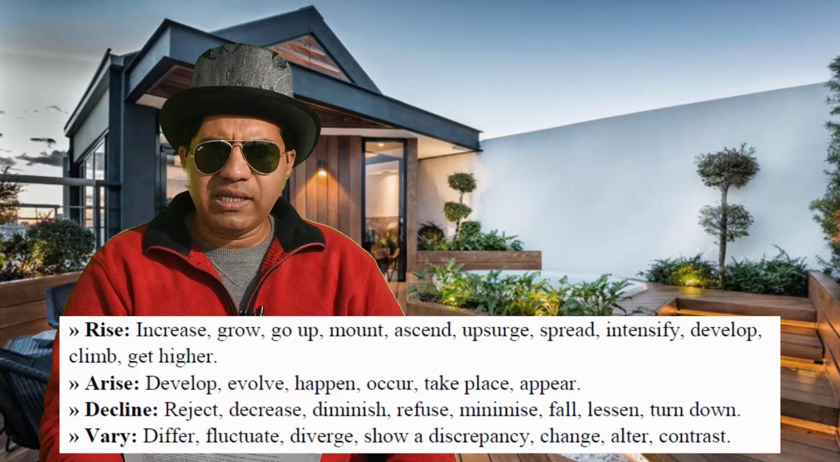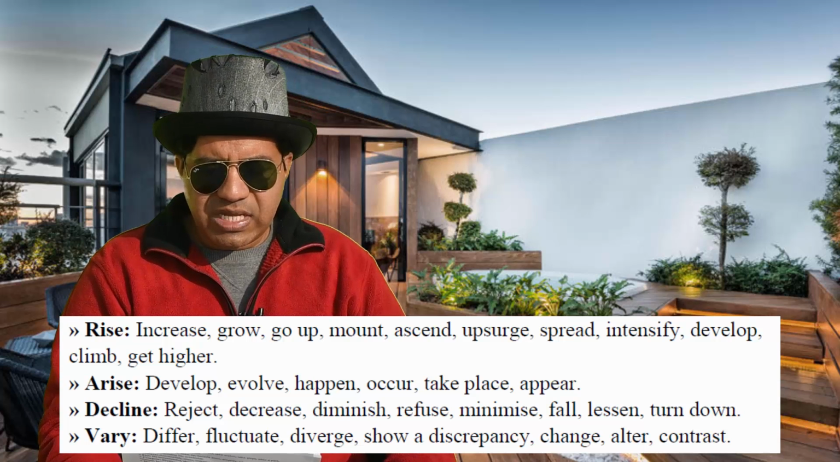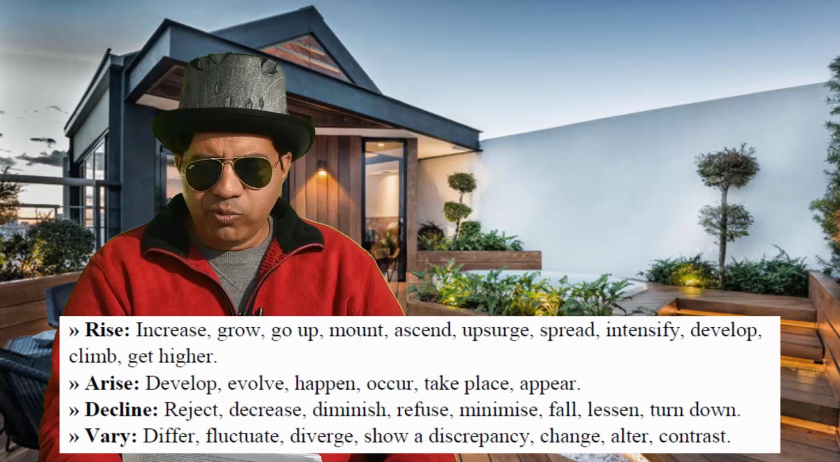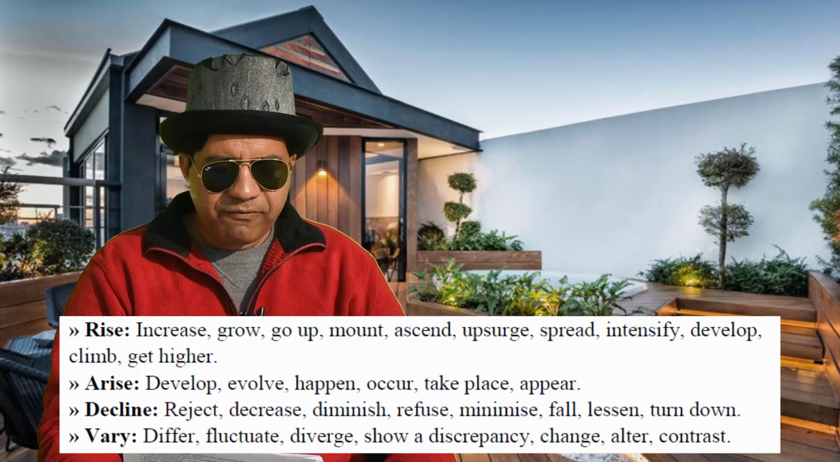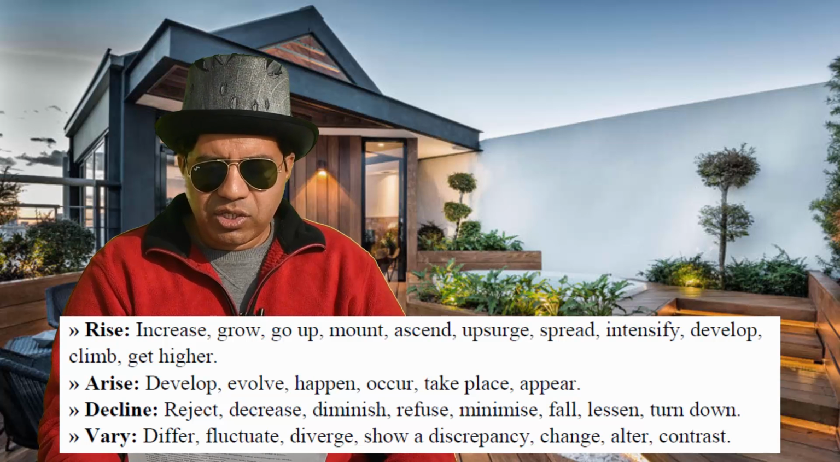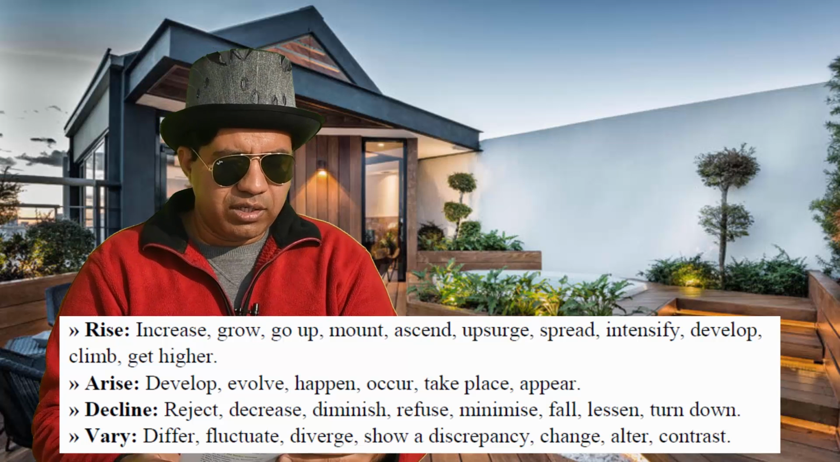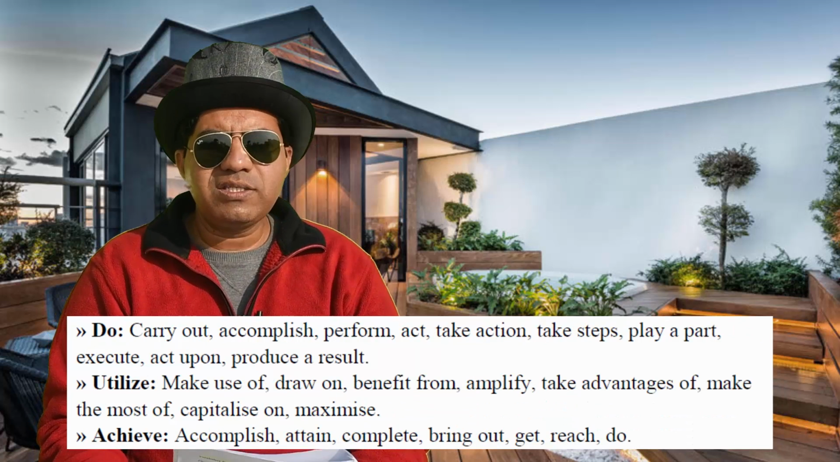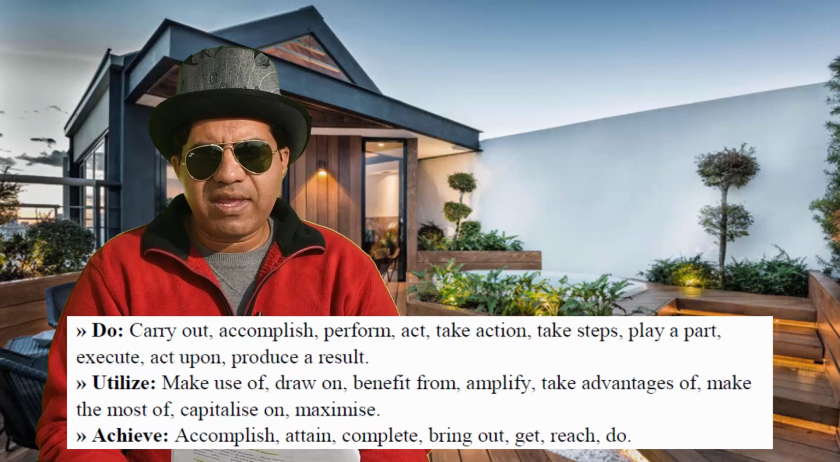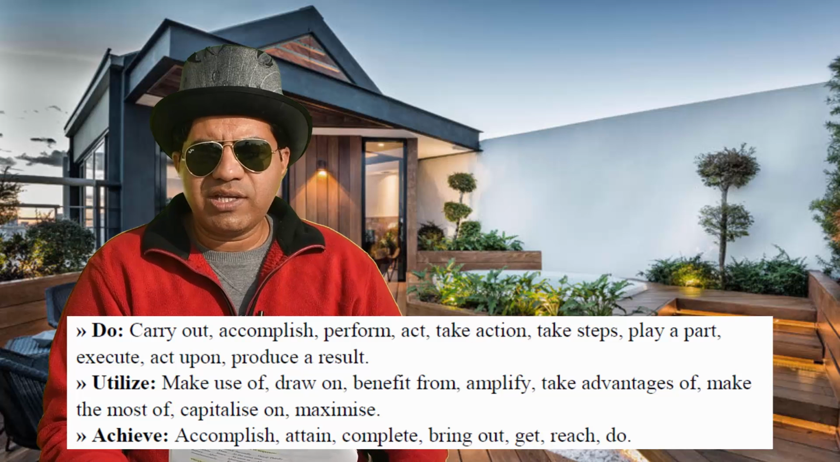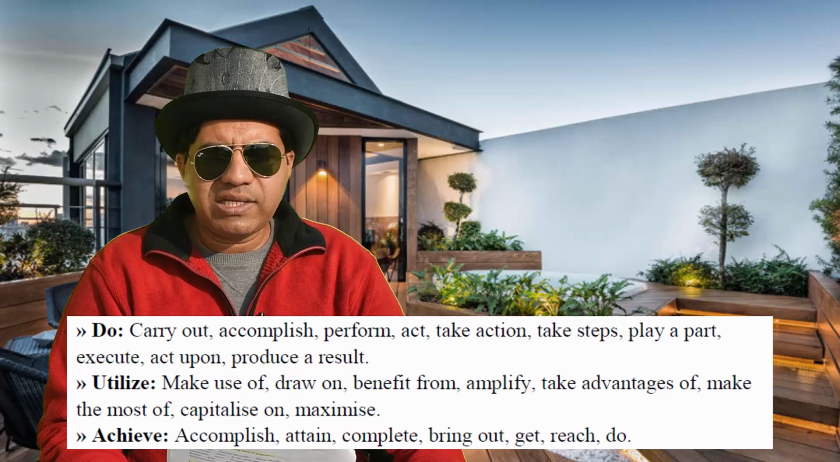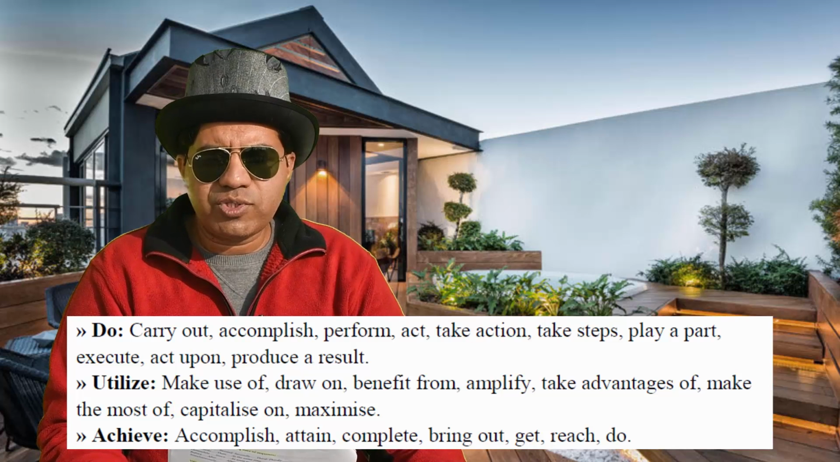For decline, you can say reject, decrease, diminish, refuse, minimize, fall, lessen, turn down. For vary, you can say differ, fluctuate, diverge, show a discrepancy, change, alter and contrast. Just a few words. For do, you can use carry out, accomplish, perform, act, take action, take steps, play a part, execute, act upon, produce a result.